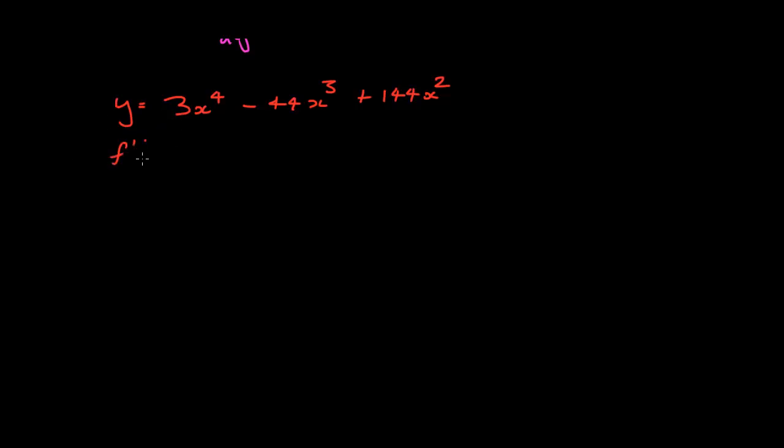So f dash x equals, okay, so we have 12x cubed minus, so 44 times 3, sorry, I'm just checking this into my calculator. We have 132x squared plus 288x. So now we have this. We can make this equal to 0 to find the stationary points.